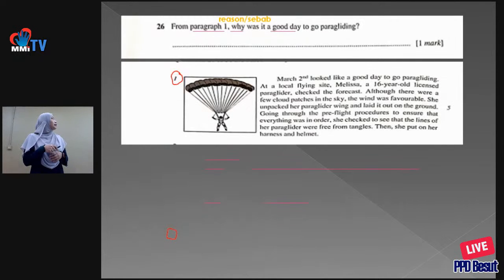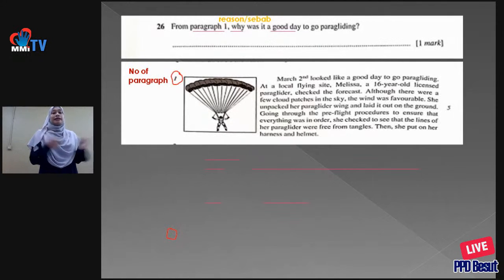Let's look at that. This is the paragraph. How do we know that this is the paragraph? Look at the number over there that I circled. Number 1. That is the number of the paragraph. So basically the answer will be inside this paragraph. Which sentence? You have to read one by one. We are going to read the sentences one by one and eliminate, and read again and eliminate.